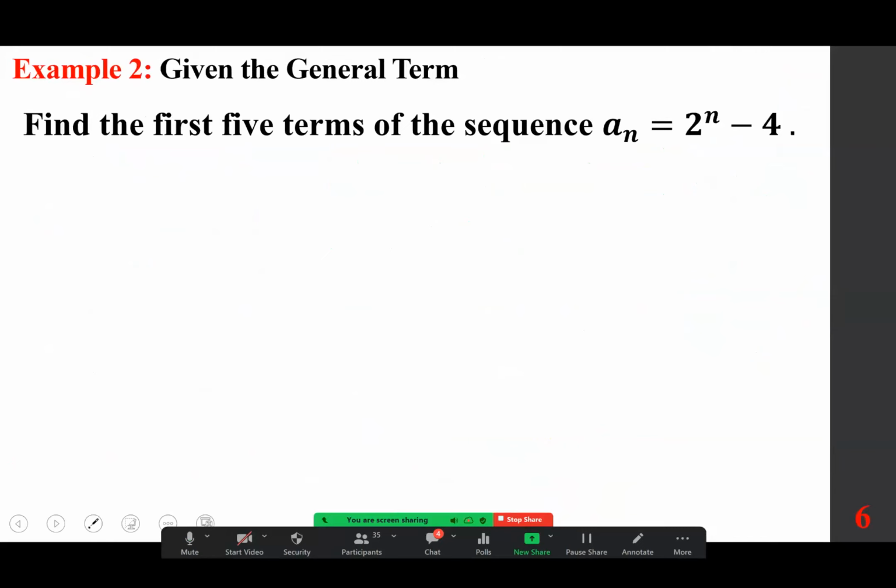All right, we want to come up with the first 5 terms where a sub n is 2 to the power of n minus 4. So let's see how we do that. Let's start with the first one, everybody. Again, you have the questions. We are going to go over the answer. If I replace the n with 1, I get 2 to the power of 1, which is 2, minus 4, making it negative 2.